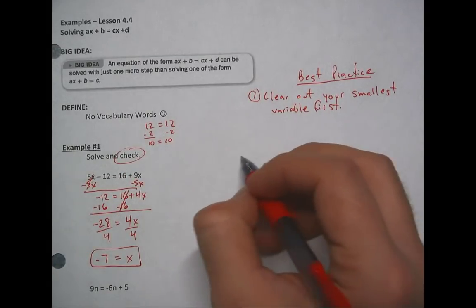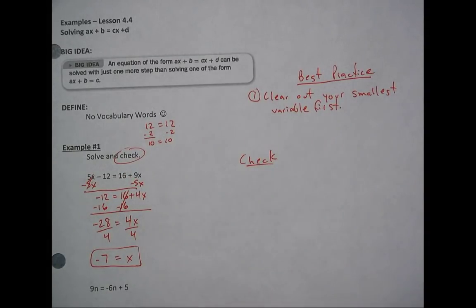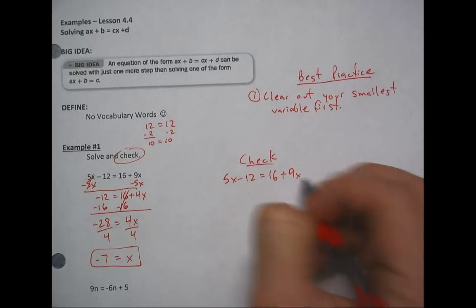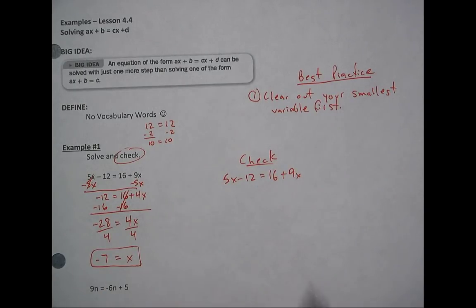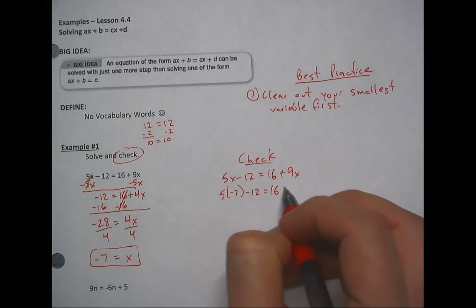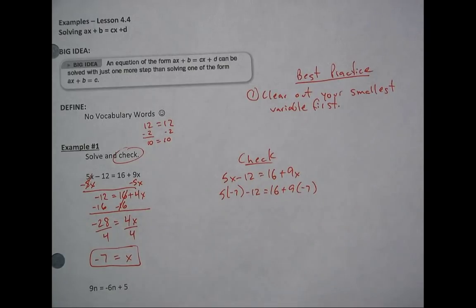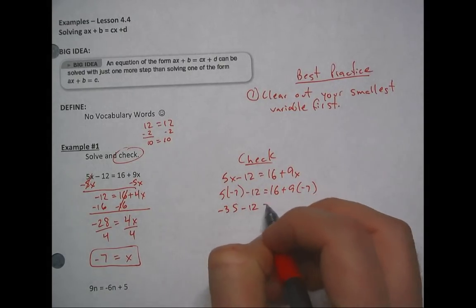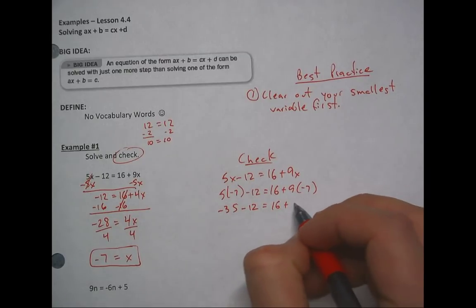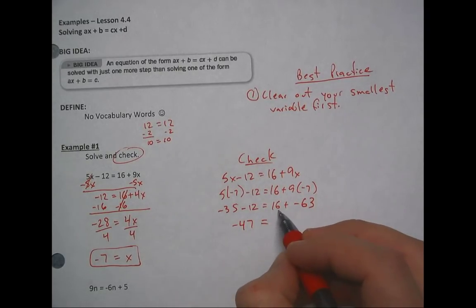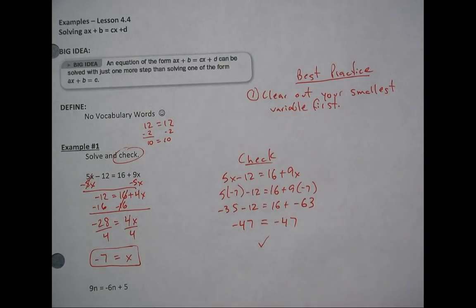So let's check it. It did say solve and check. You must go back to the original. So all the way back to 5x minus 12 equals 16 plus 9x. And we're plugging our answer in everywhere we see an x. So here and here. 5 times negative 7, and 9 times negative 7. All right, so when we multiply here, that's negative 35. And we multiply over here, that's negative 63. Combining, we get negative 47. And 16 plus a negative 63, or minus 63, is also negative 47. And so we're good right there.